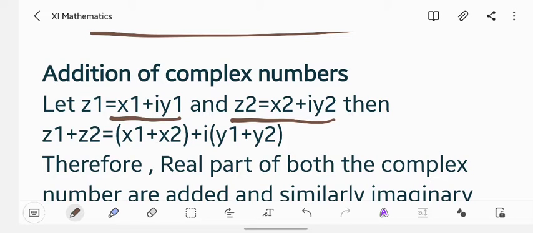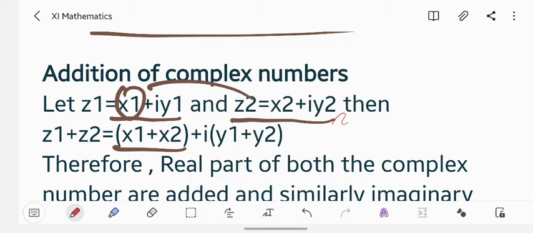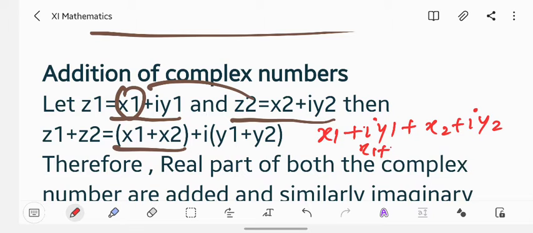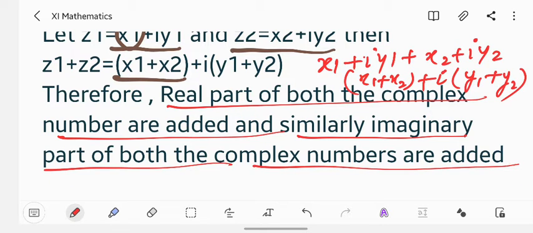Then addition z1 plus z2 will give you x1 plus x2, together all the real part, and i, which is common, y1 plus y2. I hope you know how it is performed here. If you write simply x1 plus iy1 plus x2 plus iy2, you take x1 and x2 together, the real part, and if you take i common, it will be y1 plus y2. Therefore, the real parts of both the complex numbers are added, and similarly, the imaginary parts of both the complex numbers are also added.